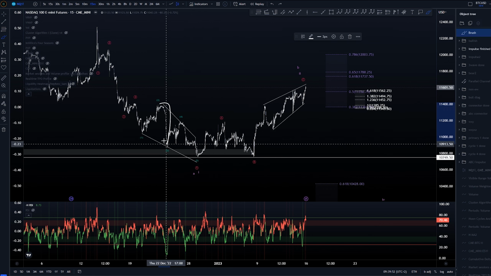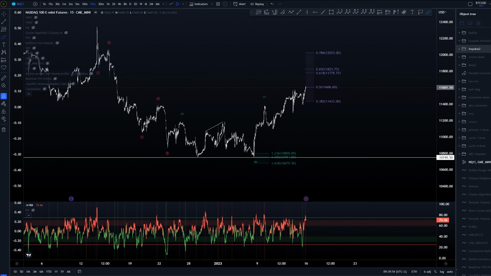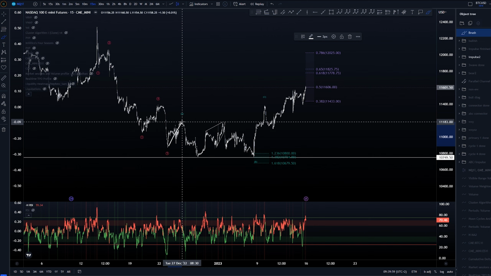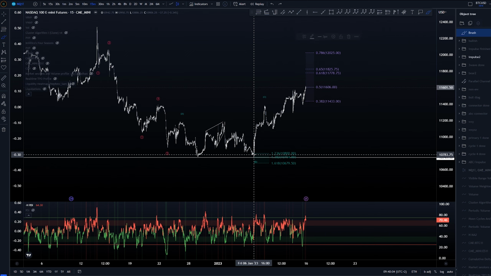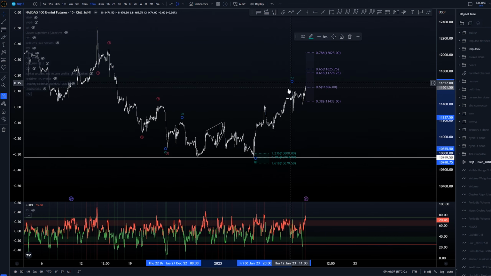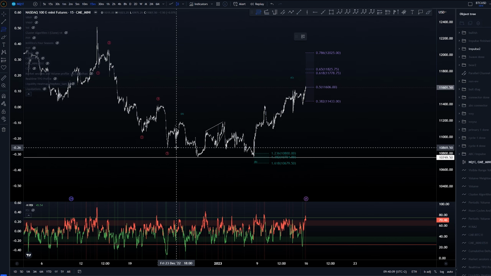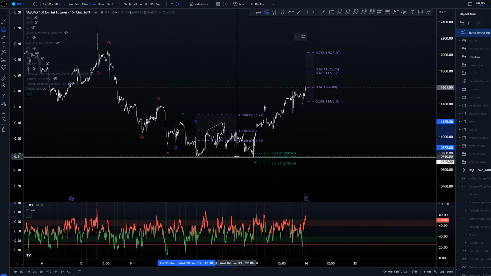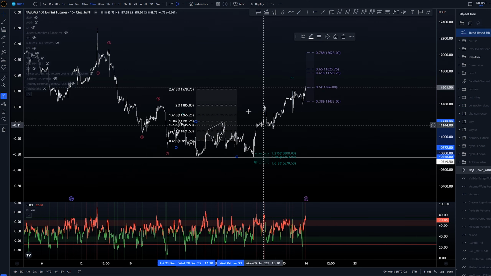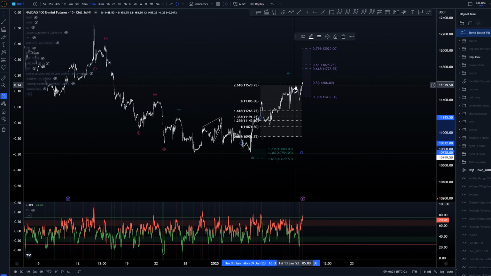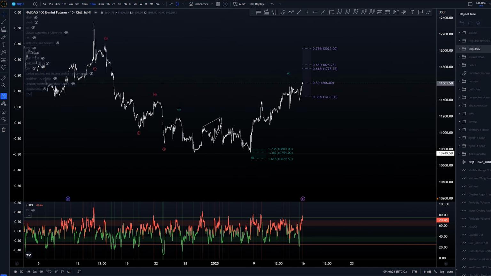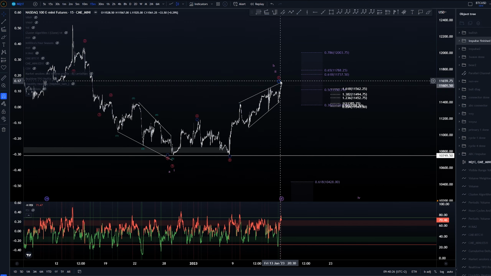Otherwise, if we are ending the structure into these lows, we would have this kind of scenario where this is still fine. But at this point, we would have to be saying that this was the A wave, then we would have a 3-way pullback into that wave B, and then we would be looking for the C wave. This is again very, very large. This is of course something that can happen and definitely is possible. So we can see that we are right around the 2.618, which we keep as the maximum extension. And that's why I think I am preferring this a bit more.